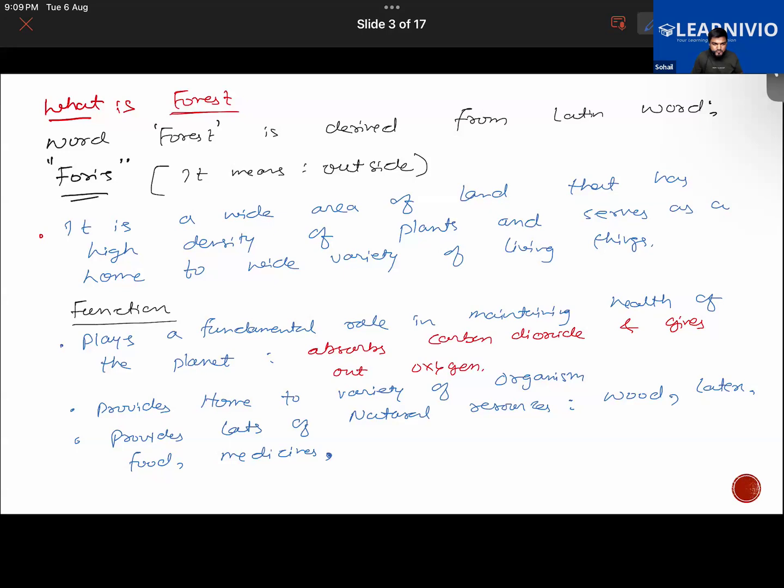Yes, sir. So write down this much, then we'll be going to the next topic. Latex, you guys understand now what is latex? You would have seen a white milky liquid coming out of the bark of certain trees, particularly the rubber plant, in images or in videos.